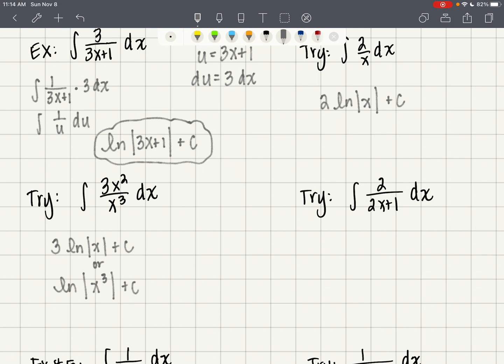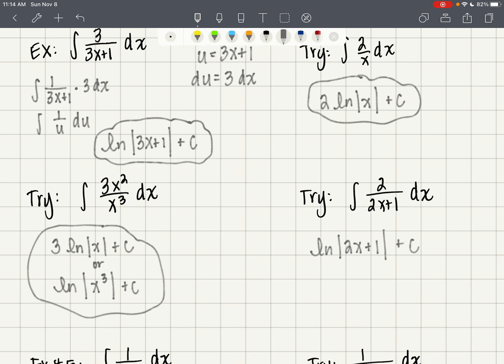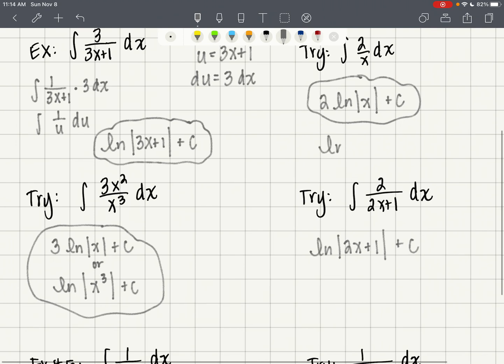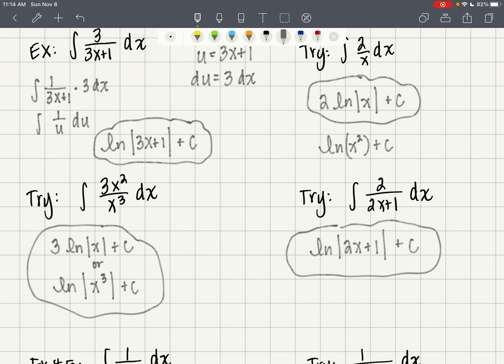We would need the absolute value in either case though, because a number times itself 3 times could still be negative. And then this last one, the natural log of the absolute value of 2x plus 1 plus c. So I'll bubble all of those so that you can see the answers. You might be thinking, can I write the natural log of x squared plus c? You could, because we know those are the same thing.